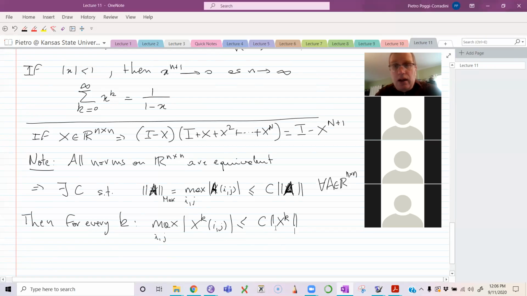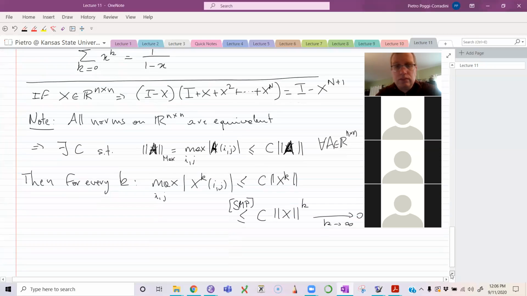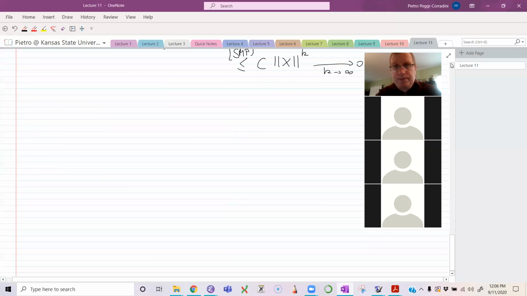All right. But now let's use the submultiplicative property. The norm of a power is bounded above by the power of the norms, right? But by assumption, this is a number now less than 1, and so that tends to 0 as k goes to infinity. That make sense?